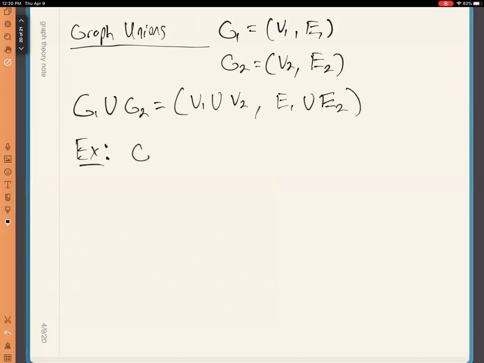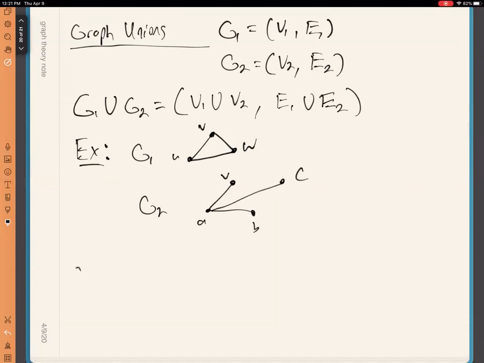So let me have my graph G1 be the graph where the vertices are U, V, and W. And let's say G2 is the graph with vertices, right? It's possible that G1 and G2 can have some of the same vertices. So maybe V is also a vertex of G2. And the other vertices are A, B, and C, and they're connected in this way.